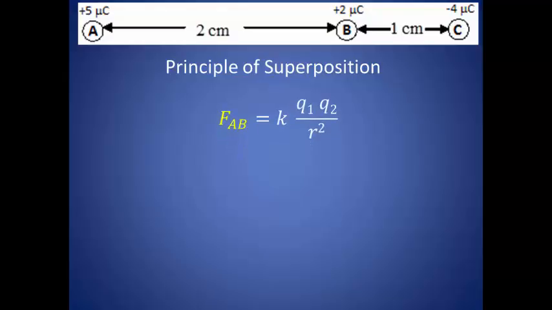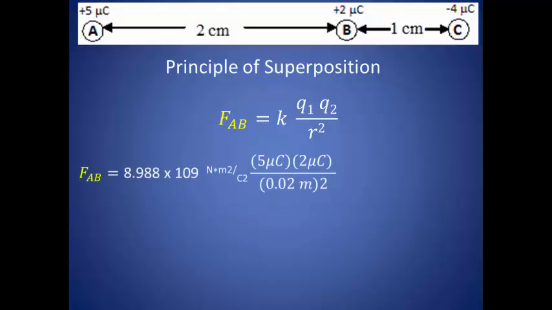When dealing with multiple forces, it is helpful to use double subscripts to denote each force involved. The first subscript refers to the particle on which the force acts, while the second subscript refers to the particle that is exerting the force. So FAB is referring to the force exerted on particle A by particle B.